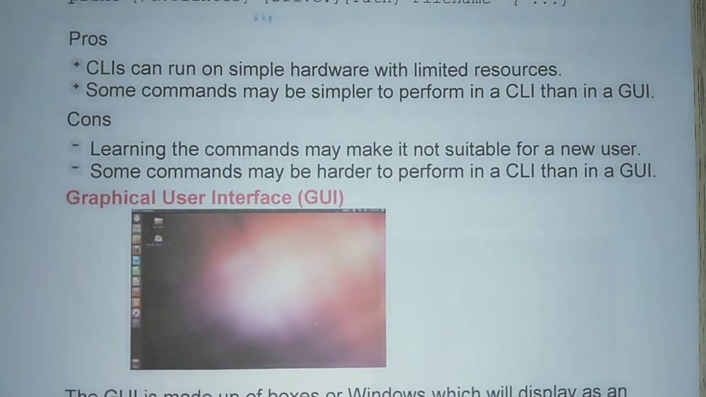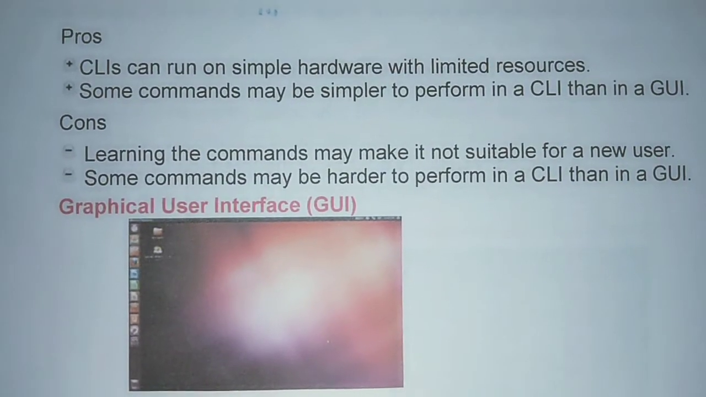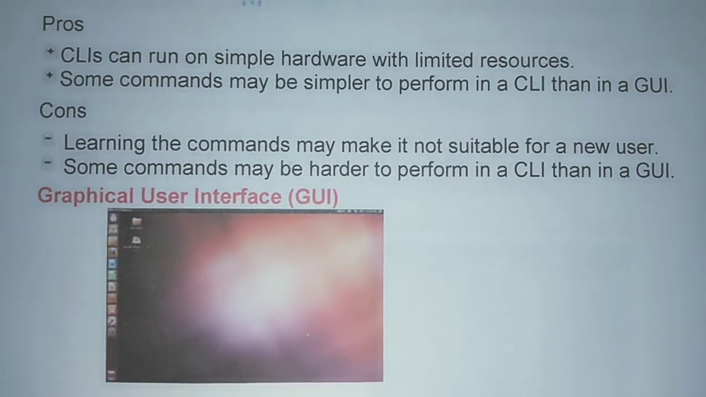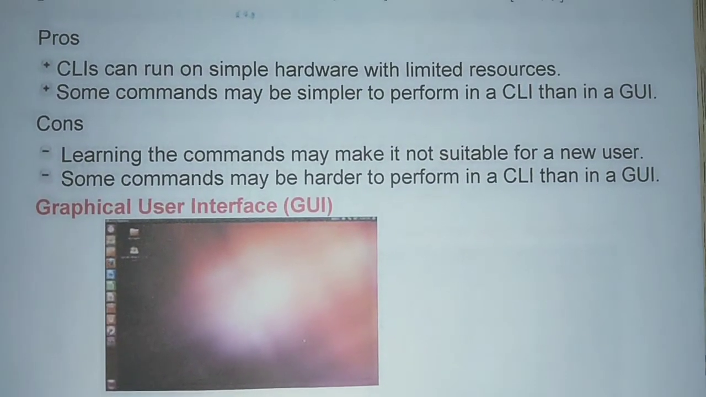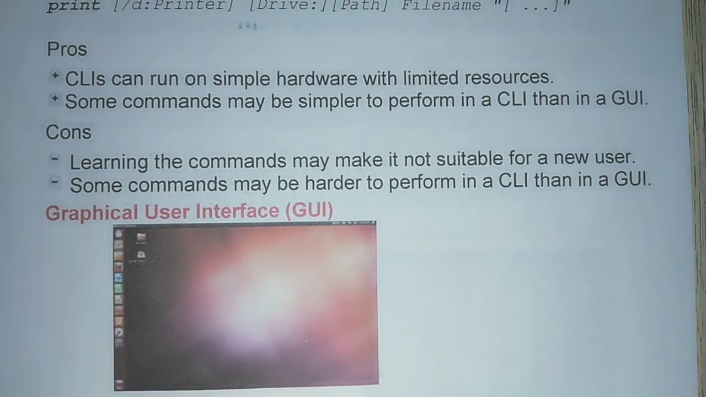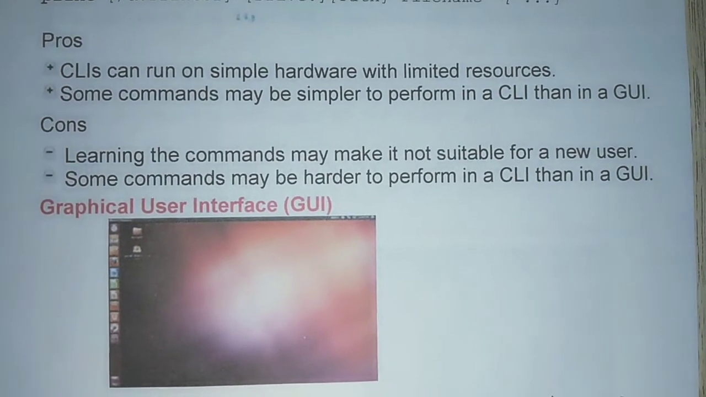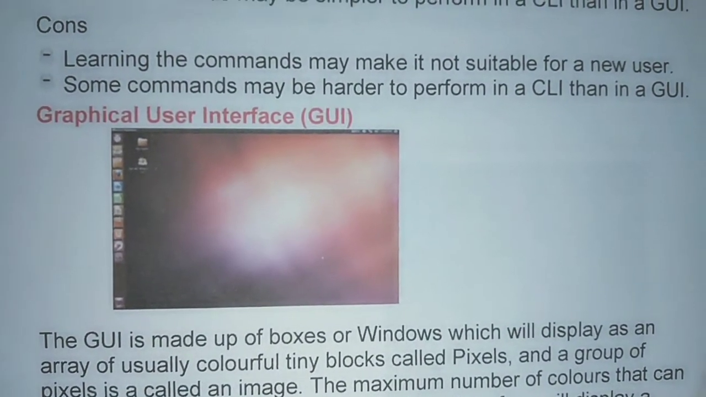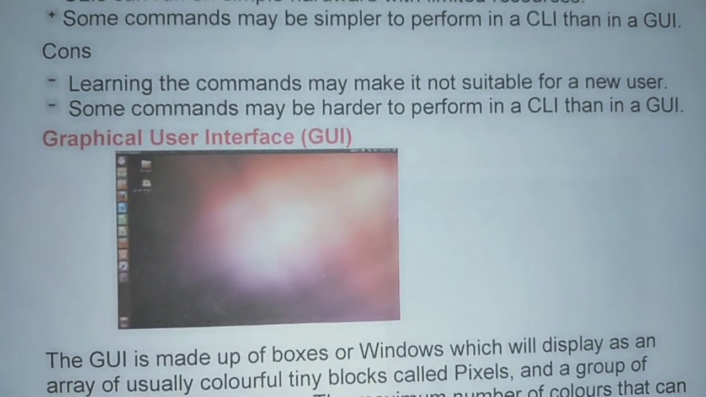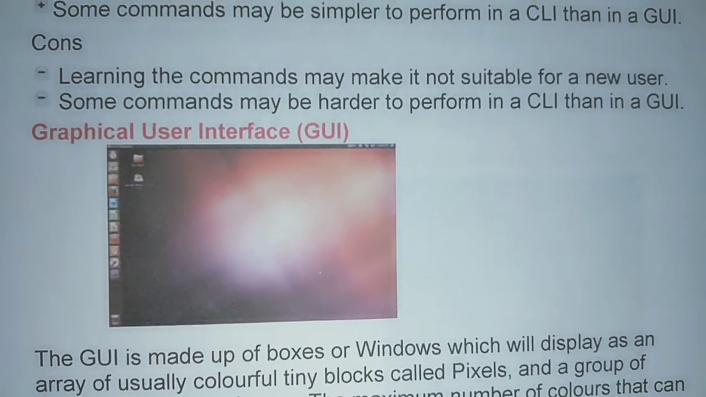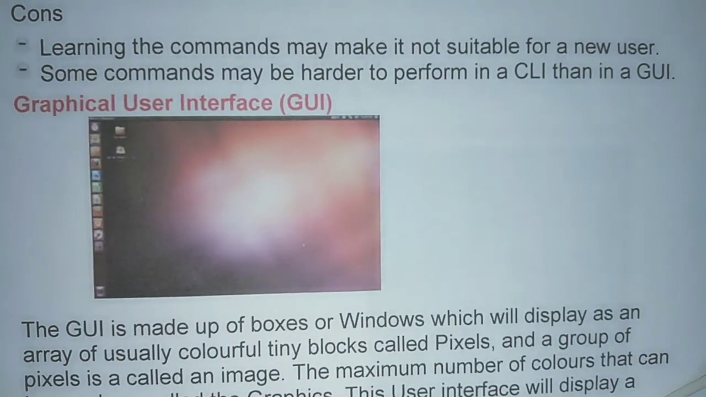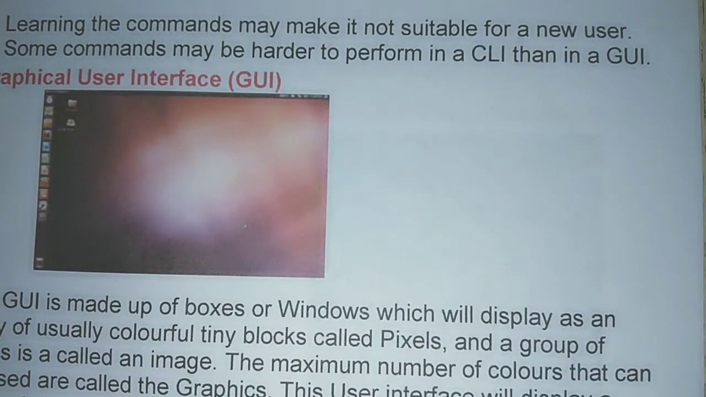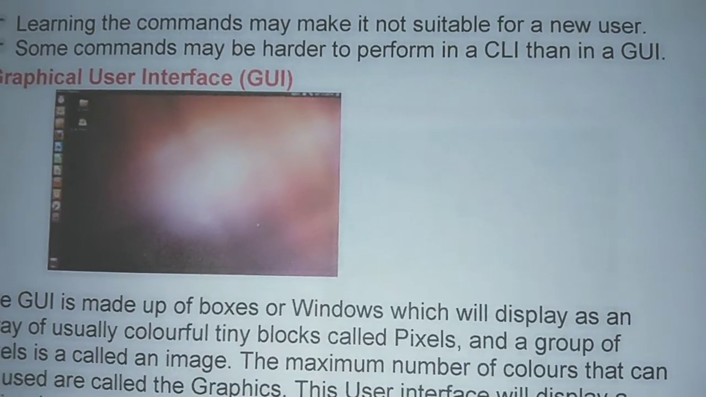Pros means advantages. Command line interfaces can run on simple hardware with limited resources. Some commands may be simpler to perform in a command line interface than in a graphical user interface. Cons means disadvantages. Learning the commands may not be suitable for a new user. Some commands may be harder to perform in a command line interface than in a graphical user interface.